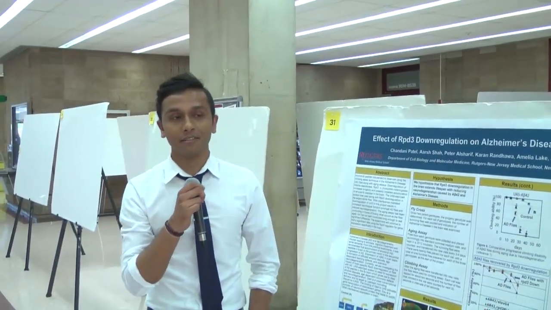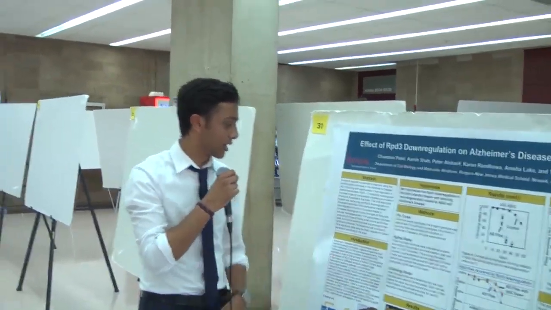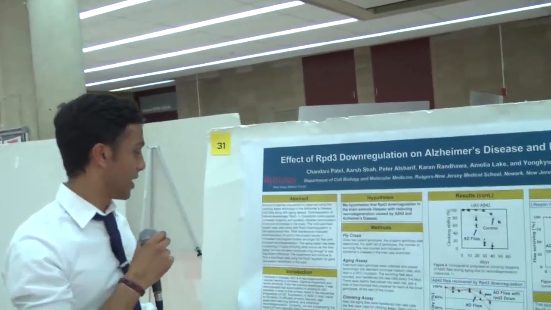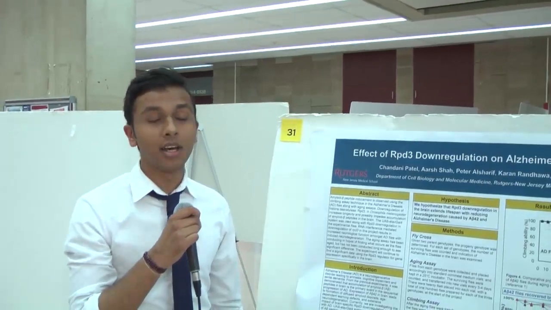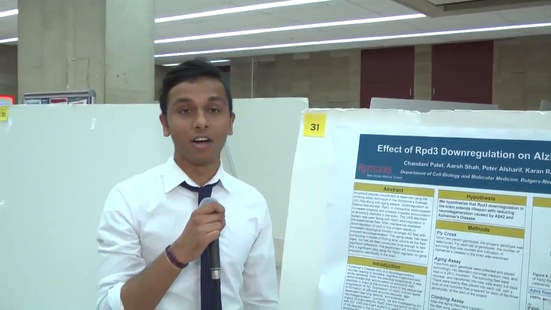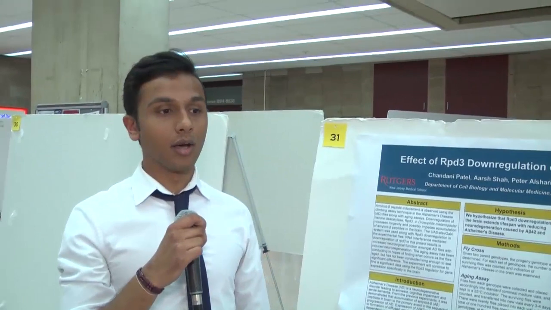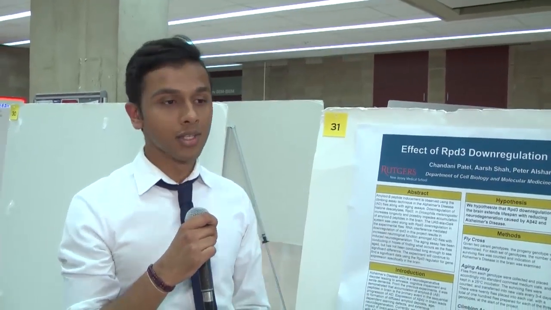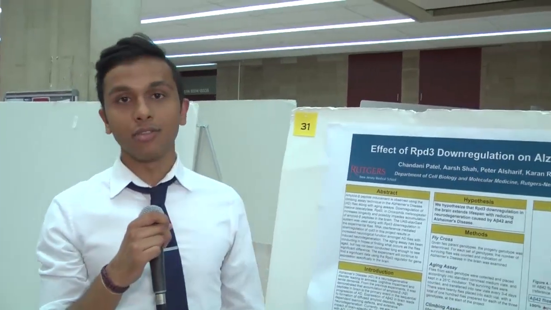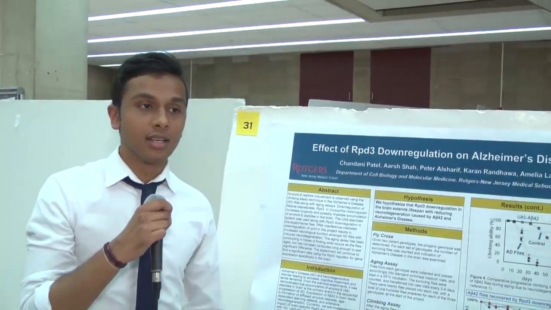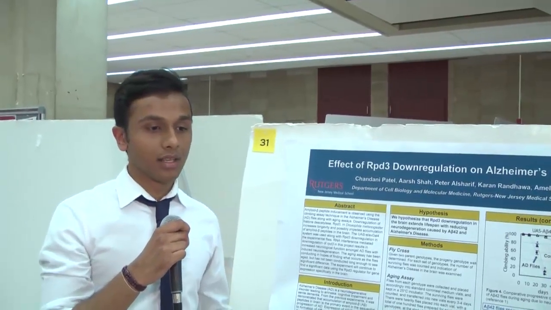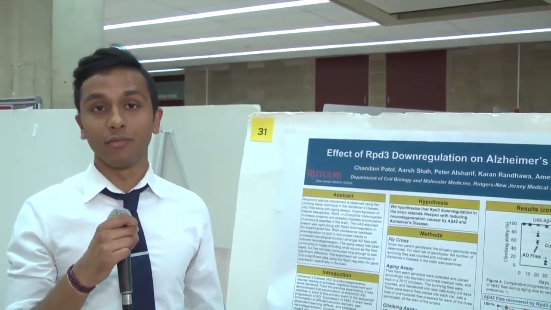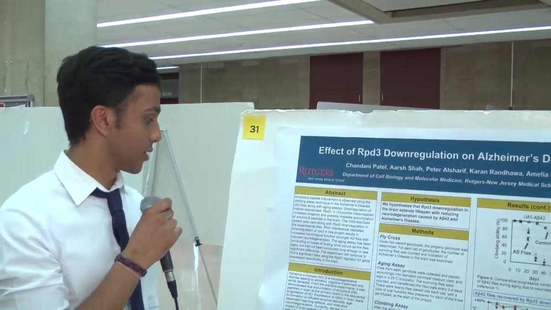Just a brief overview of Alzheimer's disease itself. It's a neurodegenerative disorder that leads to amnesia, cognitive impairment, and dementia. From previous experiments, we know that Alzheimer's disease is caused or affected by the buildup of amyloid beta 42. So what we did was use RPD3, which is a histone deacetylase, to downregulate RPD3 and enhance neurodegeneration in fly brains, which was our model organism.